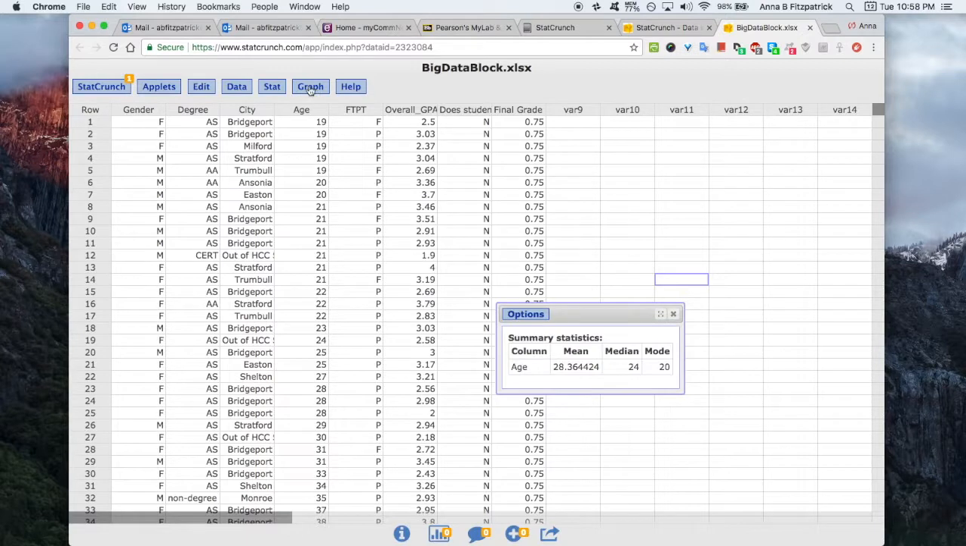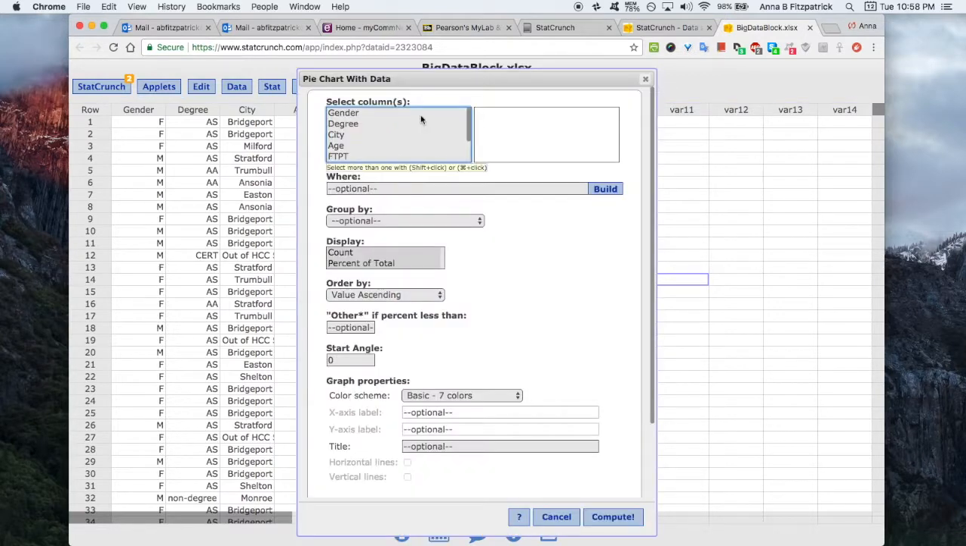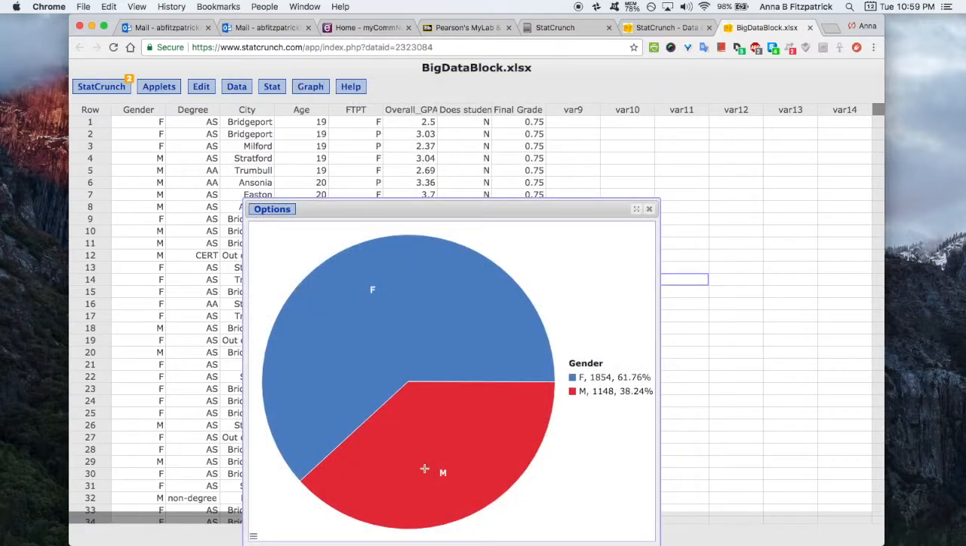The next thing I'm going to do is I am going to graph the variable gender, and I'm going to do this with a pie chart. And I'm also going to do this by including the counts and the percentages. And you can see here the pie chart shows us the percent of females and the percent of males.